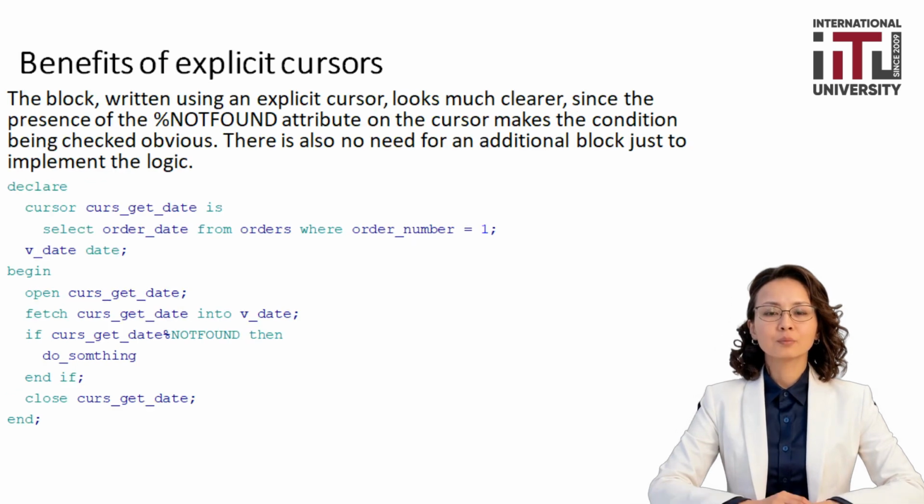When using an explicit cursor, the code becomes much clearer and easier to understand. In this example, we declare a cursor named cursGetDate, which selects the order date for a specific order. We also declare a variable to store the result. After opening the cursor and fetching the data, we can directly check the cursor's %NOTFOUND attribute. This tells us whether any row was returned. If no data is found, we can perform the necessary action immediately without needing an extra block for exception handling. Finally, we close the cursor. This approach makes the logic straightforward and the program easier to maintain.